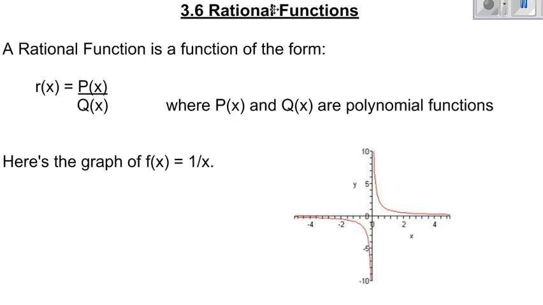Section 3.6, rational functions. A rational function is a function where you have a polynomial over another polynomial. The most basic would be 1 over x, which the graph is right here. We're going to refer back to this in a minute.